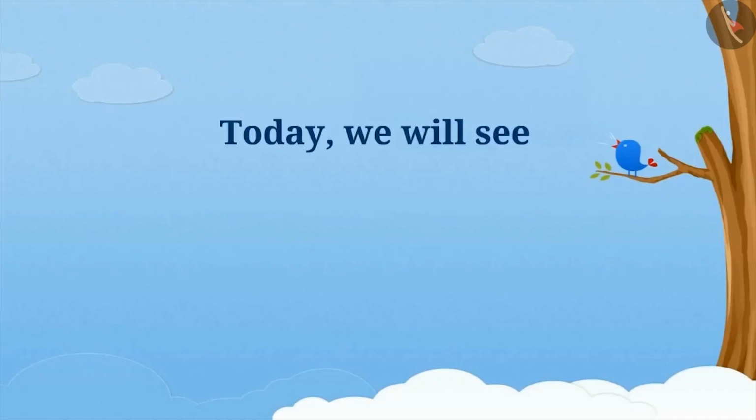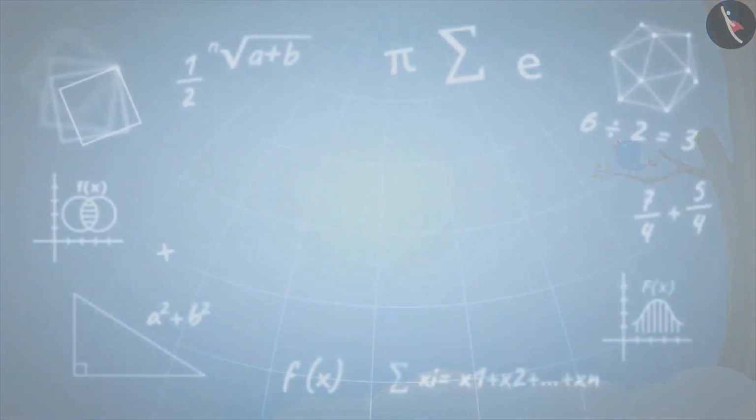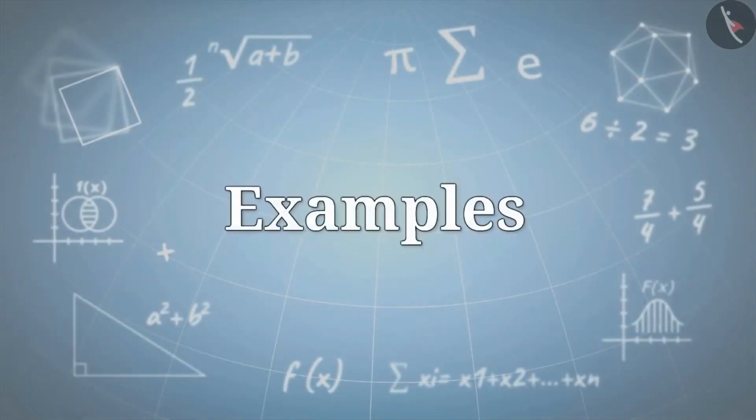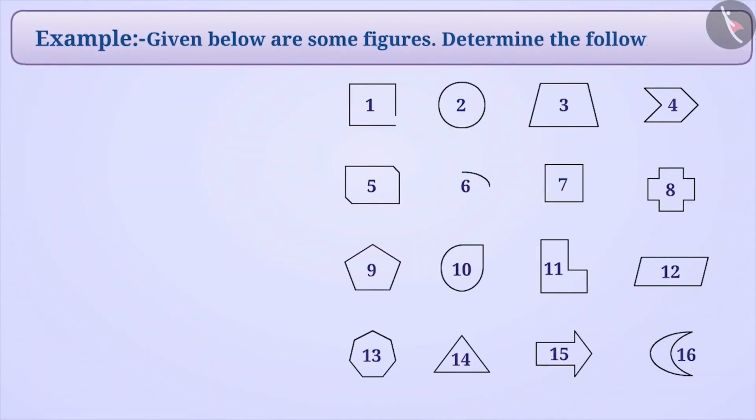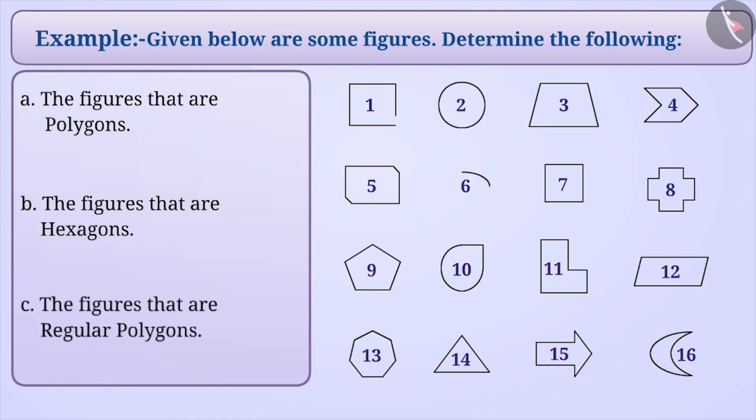Today we will see some interesting examples based on the types of polygons. Given below are some figures. Determine the following: the figures that are polygons, the figures that are hexagons, and the figures that are regular polygons.